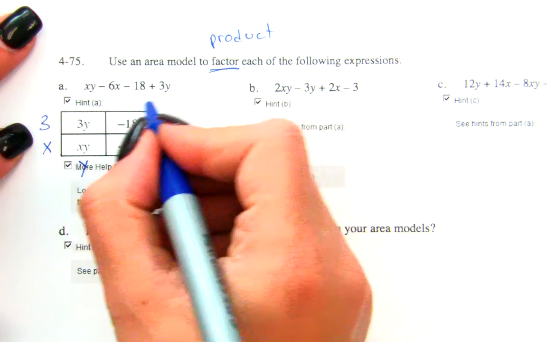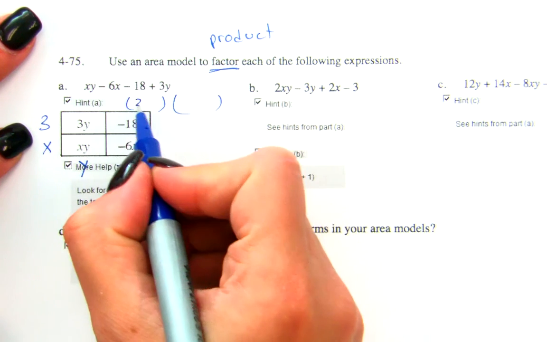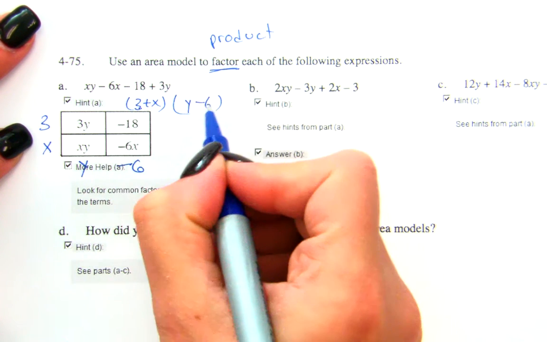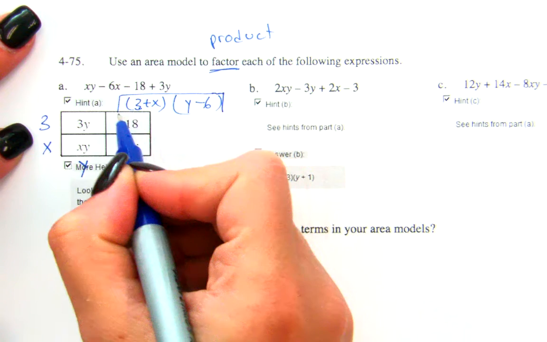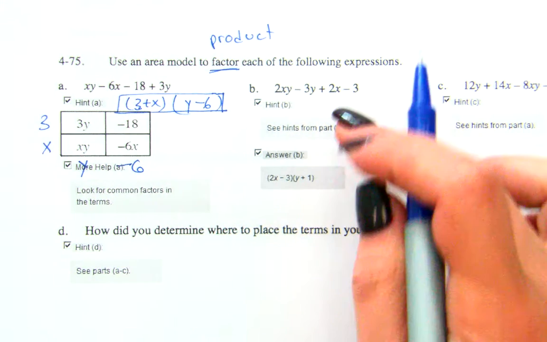As a result, to finish this out, your actual answer is 3 plus x, or x plus 3, whichever way you want to go, and then y minus 6. This is your answer. The box is not your answer. Please do not forget to actually factor or find the products. It's called factoring. And the same thing for B.